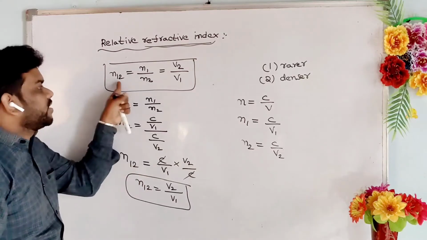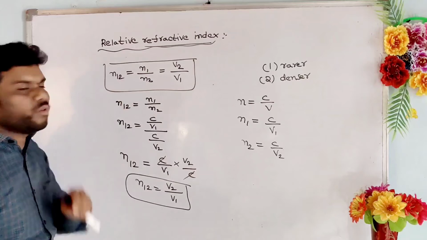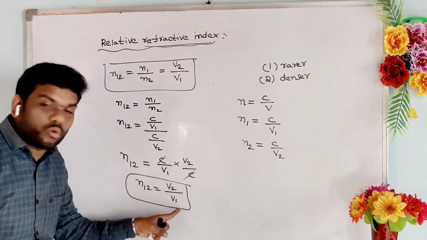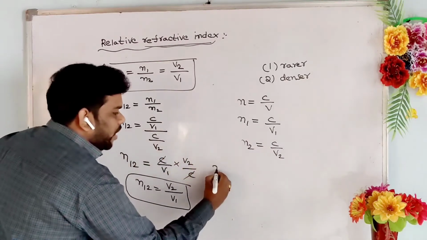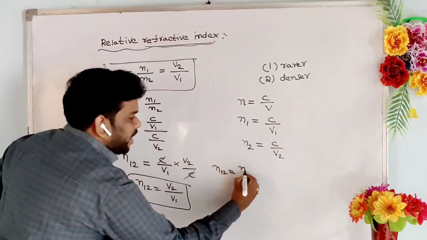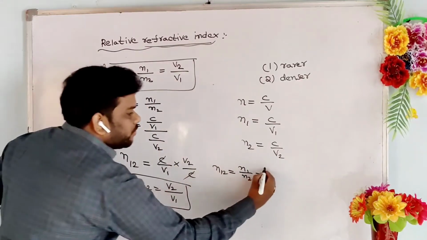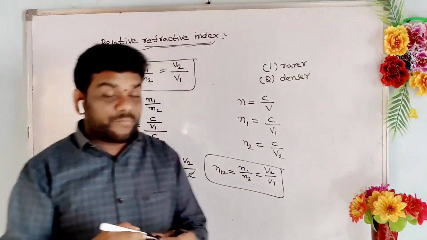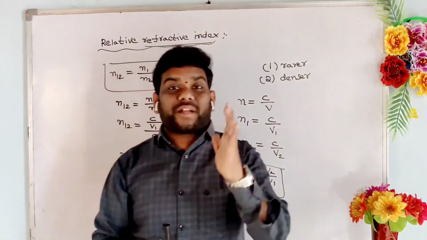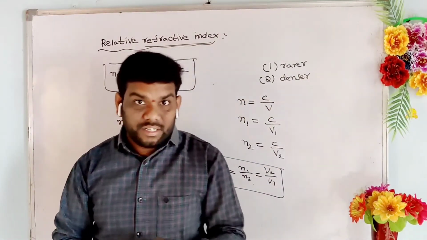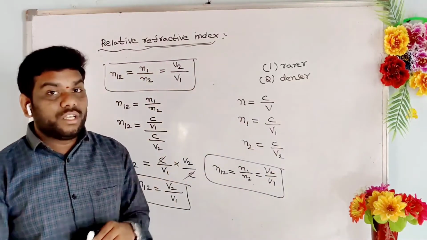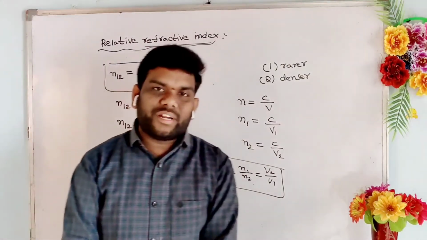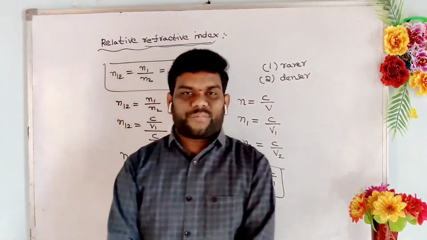Where did I start from? I started from n12. n12 is equal to n1 by n2. In the same way, n12 is equal to v2 by v1. Finally, what is our answer? v2 by v1. Hence proved. So n12, the refractive index of first medium with respect to second medium, is defined as the ratio of the speed of light in first medium to the speed of light in second medium. It is the relative refractive index.